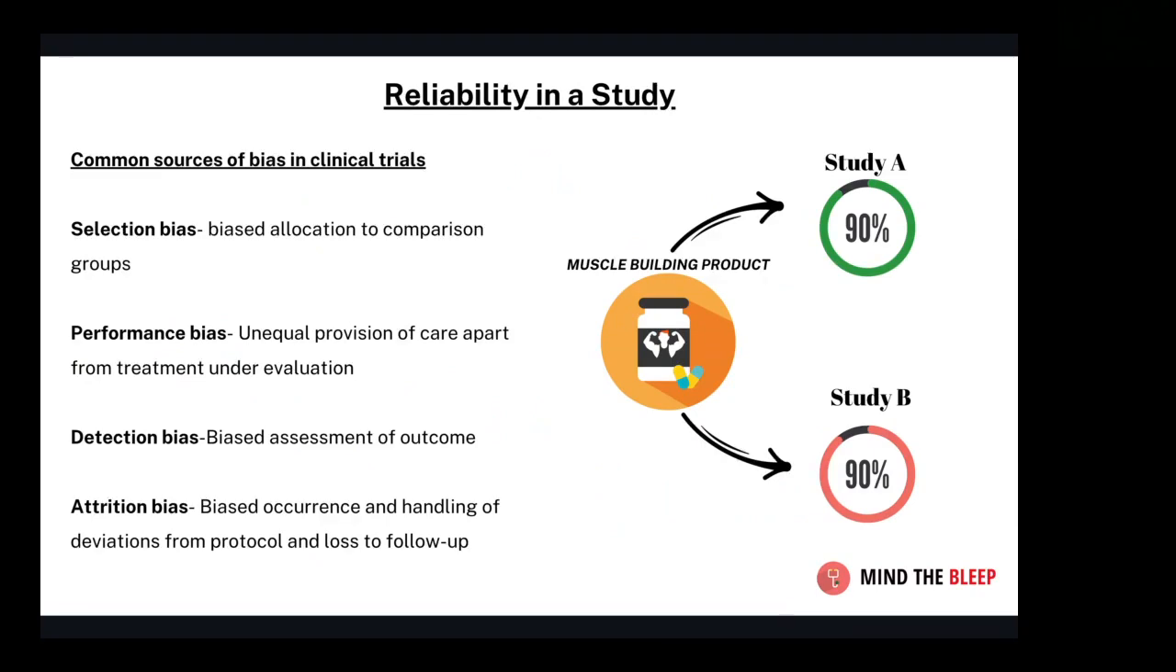Next, we have detection bias. This is bias based on the outcome. After a study has been conducted and the researchers are looking at the outcome, they may pay more attention to one group compared to the other. Attrition bias occurs when there are systematic differences between those who complete a study and those who drop out or are lost to follow-up, especially if the reasons for attrition are related to the study outcomes.